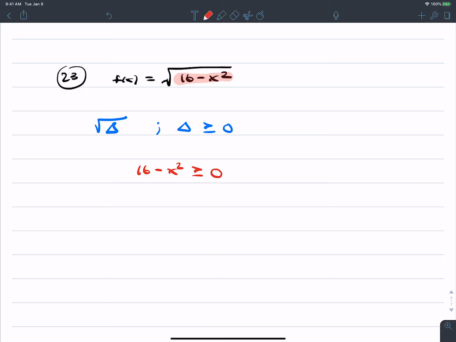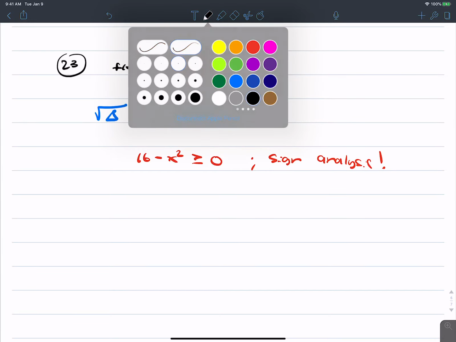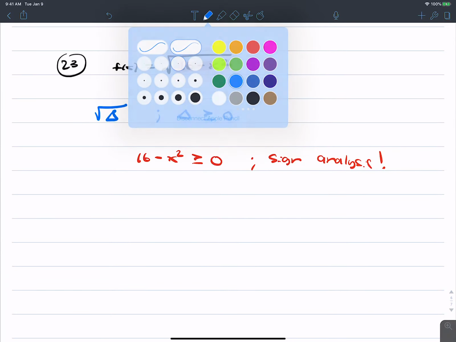Now, this is where we use an important process known as sign analysis. Sign analysis, if you guys remember, we went over in class. We had lectures on sign analysis. There's a procedure here, so we're going to follow that procedure. And the first step in that procedure is always to solve the equality.